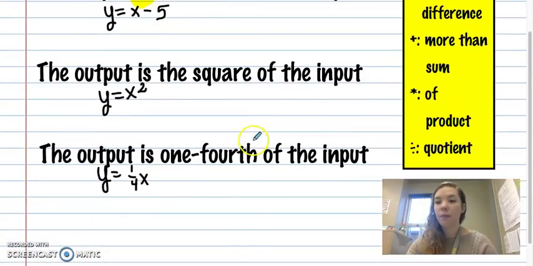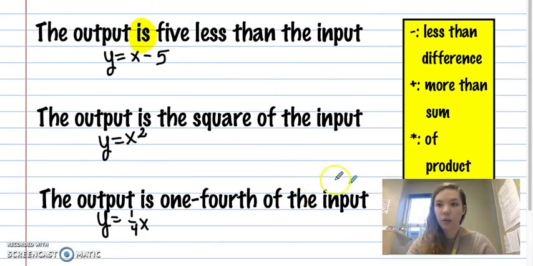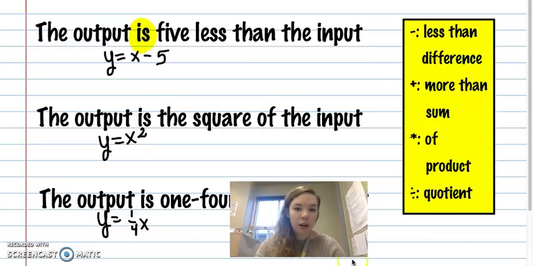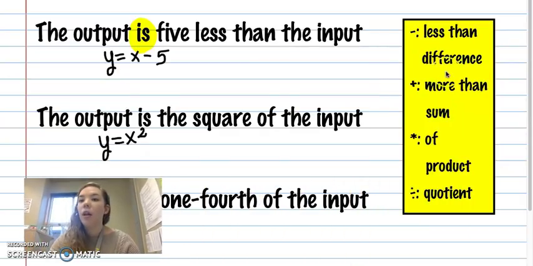I want you to write down this yellow chart because it has some common words on it for you. So this is subtraction. Some words they might use are less than or difference. For addition, they might use more than or sum. For multiplication, very often they use of. They could also use the word product. And for division, they usually use the word quotient. Okay, so this is a nice quick reference chart when you're doing these.